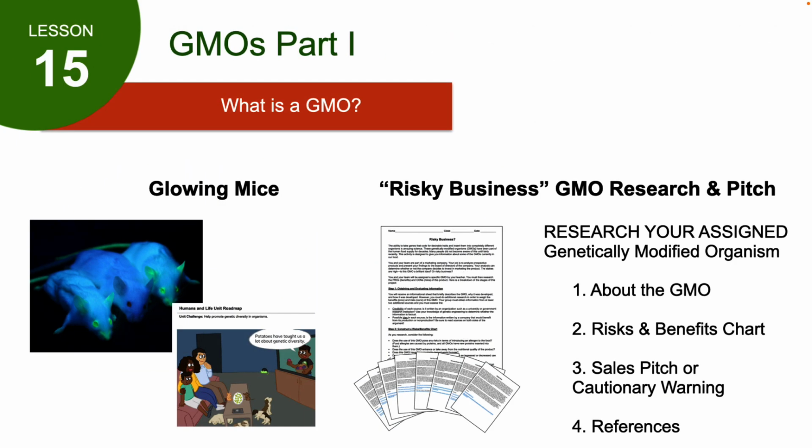Lesson 15 launches a new activity where students look at the impact of this science on society. We introduce the phenomenon and then have students discuss how it fits in with the rest of the unit roadmap. Then we introduce the criteria for the Risky Business GMO Research and Pitch Project, a pitch to a team of investors interested in funding a GMO. A genetically modified organism. We assign each pair of students one organism to research. They need to create a 2 to 3 minute slide presentation with 4 parts: about the GMO, a risks and benefits chart, their sales pitch about why investors should invest in the GMO, or a cautionary warning explaining why the investors should avoid it, and references.